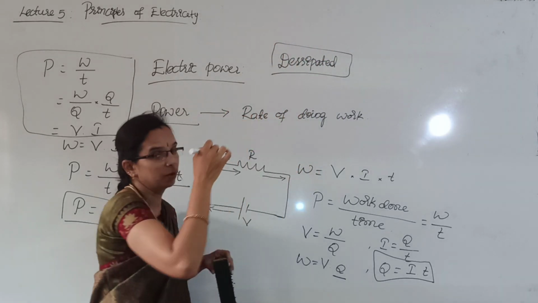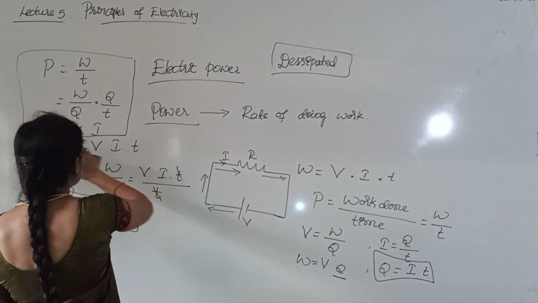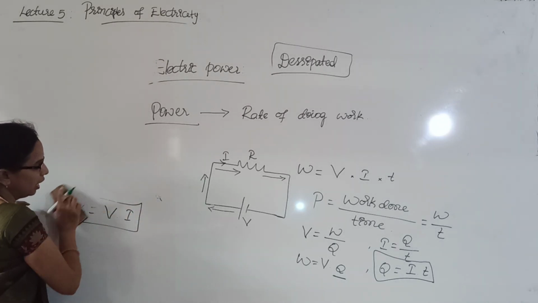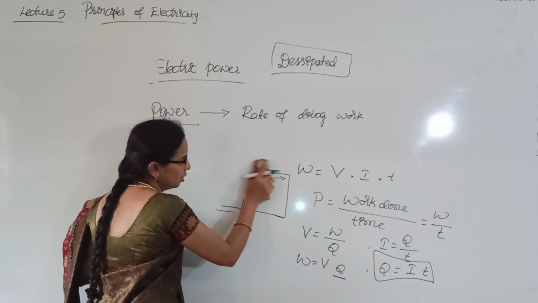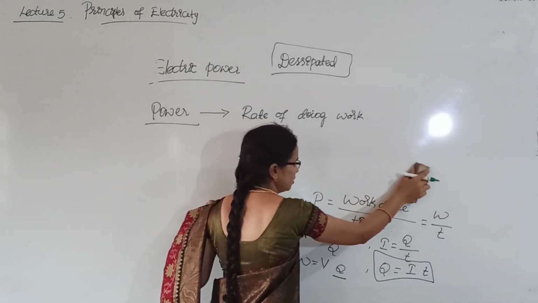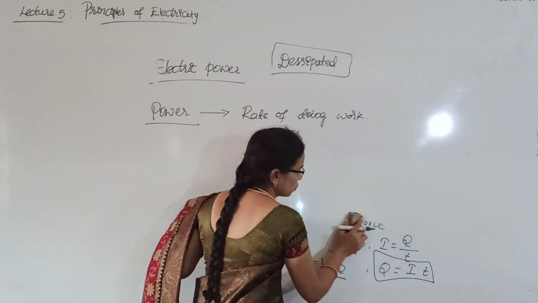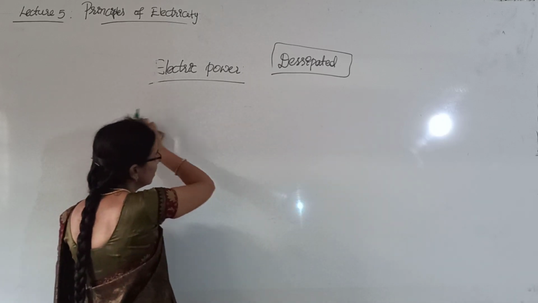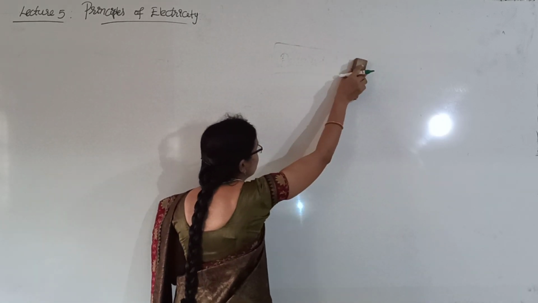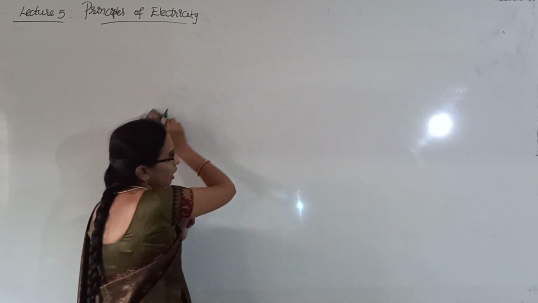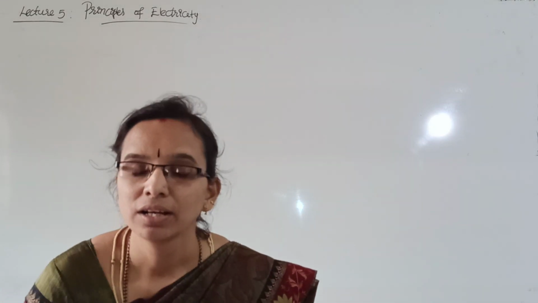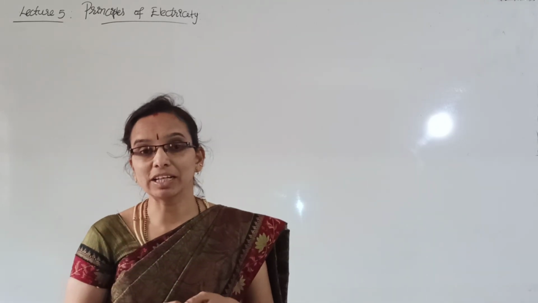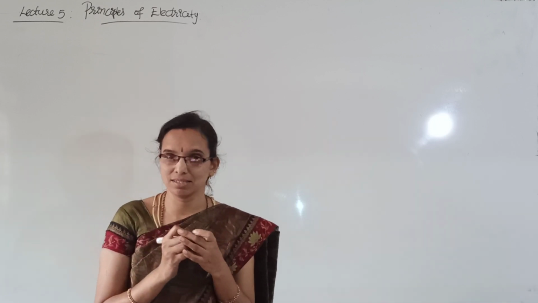Power dissipation. That means whenever a voltage is applied across a resistor, charges flow through the resistor. When these charges collide with the atoms in the resistor, there is heat. So this potential difference, this energy, is converted into heat. Then you can tell power is dissipated in that resistor.